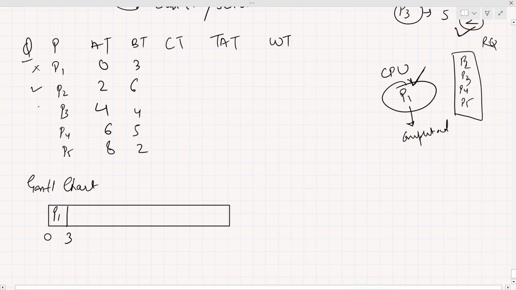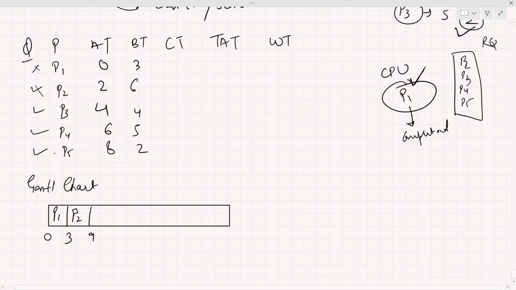We have 2 processes available, P2 and P3. Okay, so we have only one process available, P2, whose burst time is 6. So definitely P2 will get the CPU. So 6 and 3 become 9. Now after 9, P2 is completed. Now at time 9, we have 3 processes available, P3, P4 and P5.